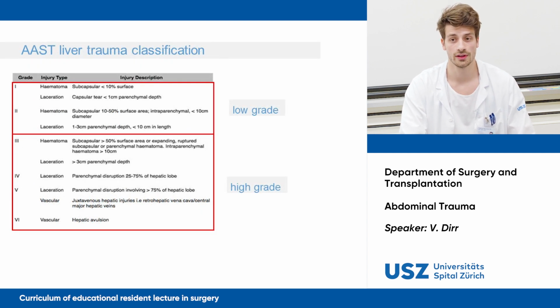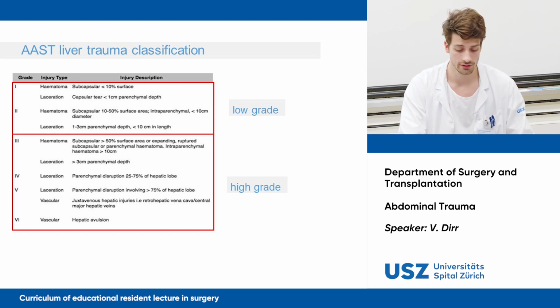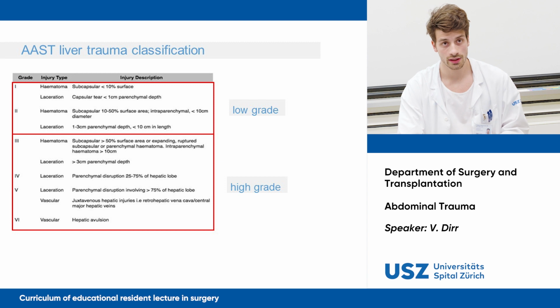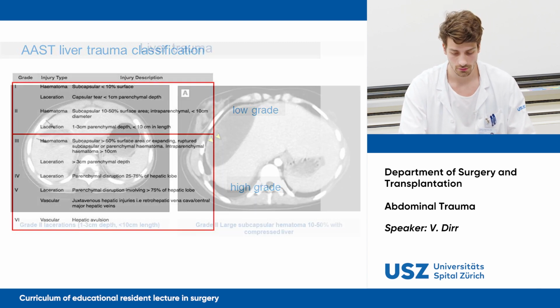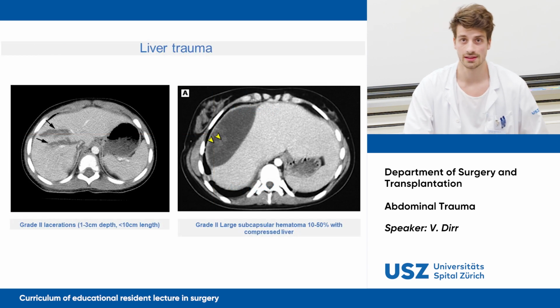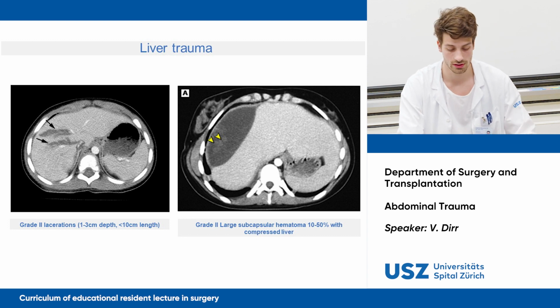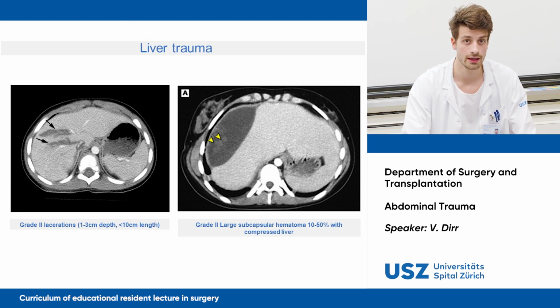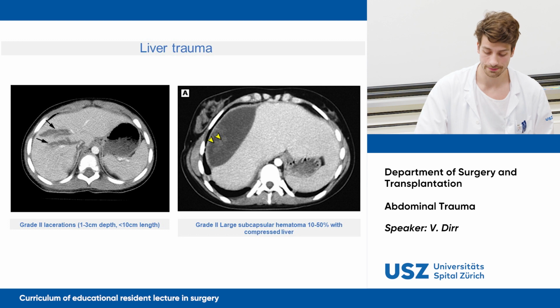To simplify all of it, because the liver trauma classification is just like the spleen trauma classification, we can divide it into a low grade from 1 to 2 and a high grade from 3 to 6. I brought you some typical CT scans in case of liver trauma. On the left picture, you can see a laceration, which is around 2 to 3 centimeters, indicated by a black arrow. And on the right, you can see a subcapsular hematoma of 50% or below 50% of the liver. These are both grade 2 injuries.